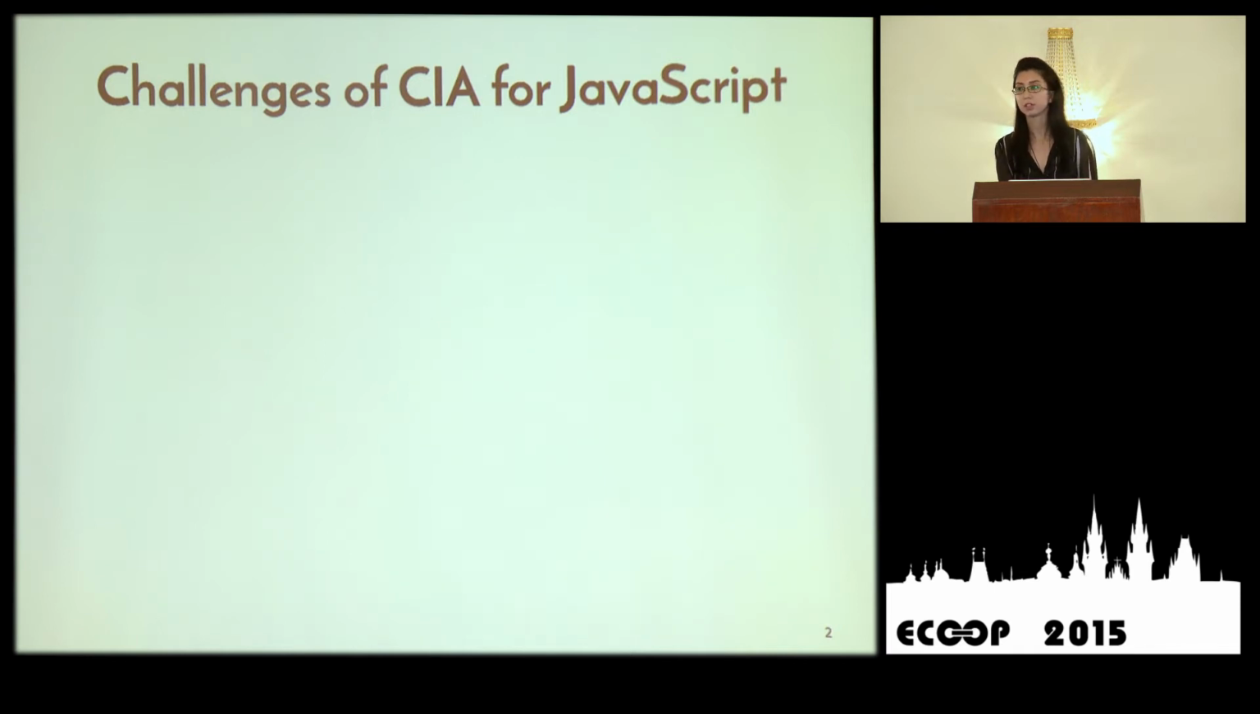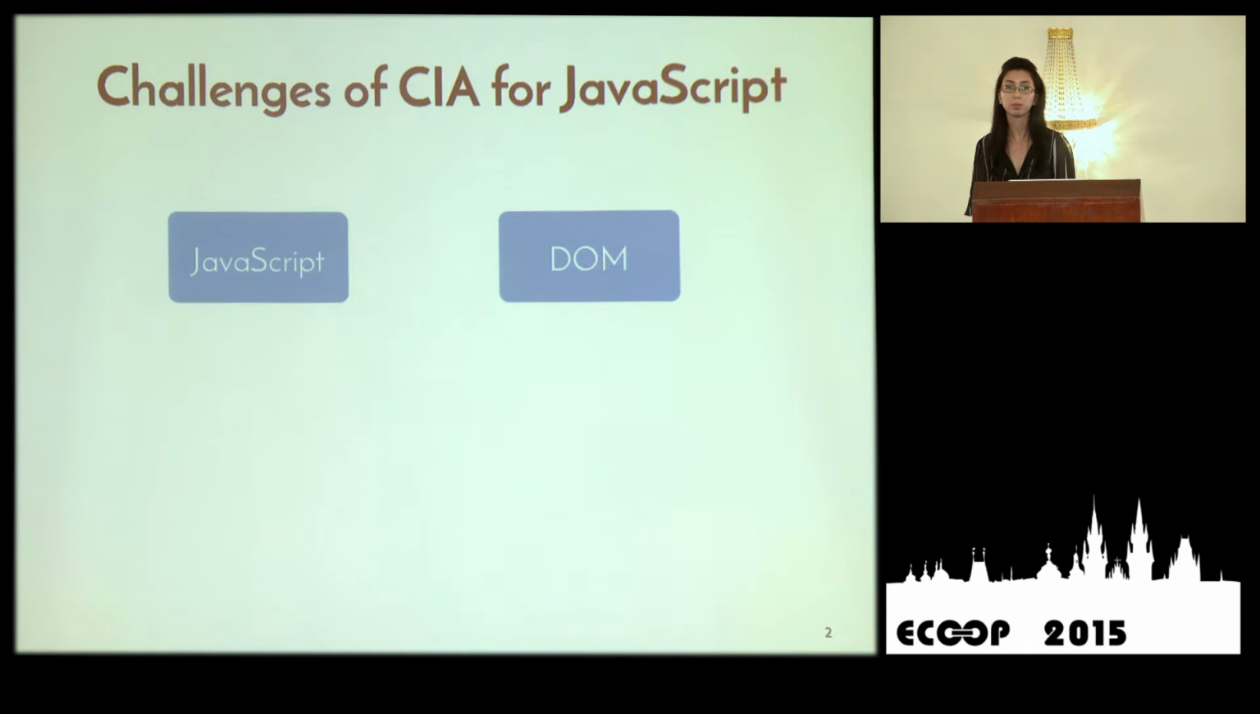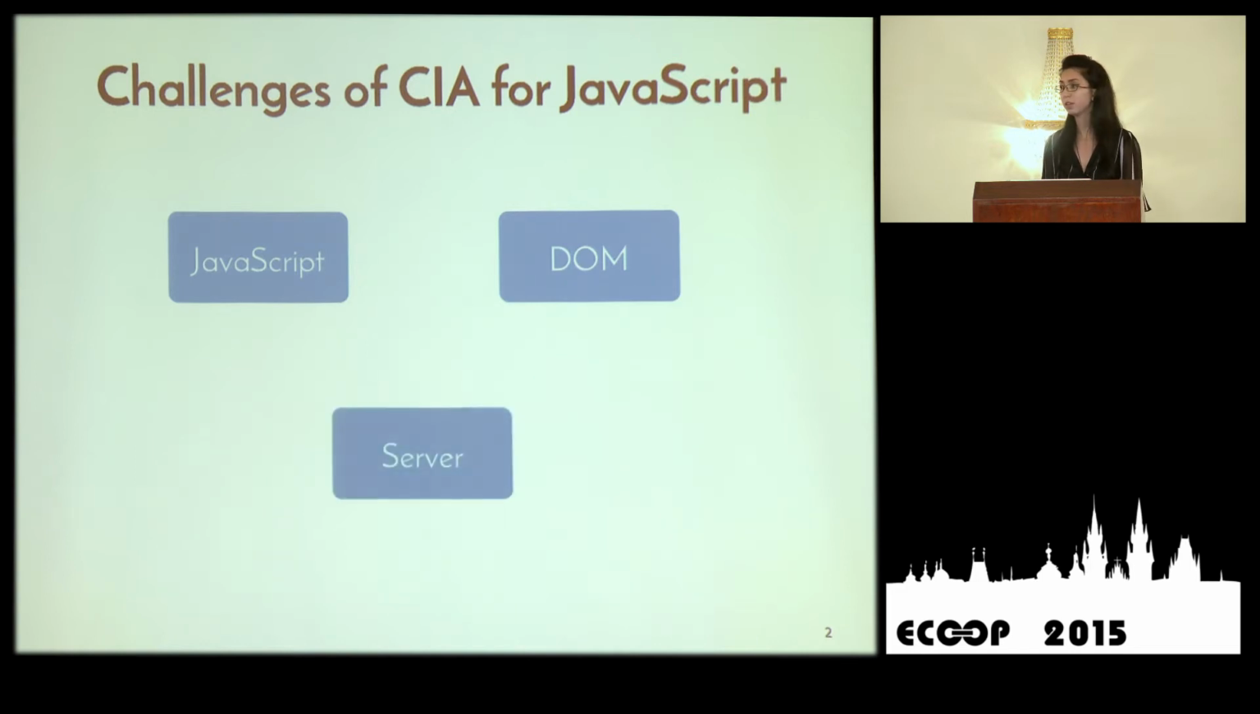Most of the challenges in JavaScript analysis arise from the fact that there are different parties playing different roles in JavaScript applications. There's a JavaScript code. There's the document object model, or the DOM, which is a structural representation of the document on the client side, and provides interfaces for modifying and accessing the style, the structure, and the content of the page on the client side. And then there's a server.